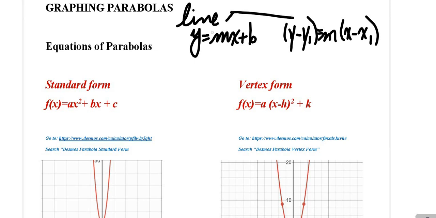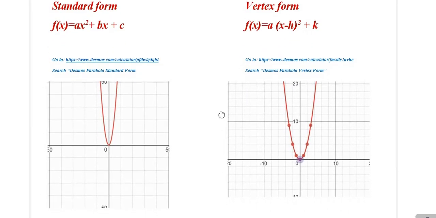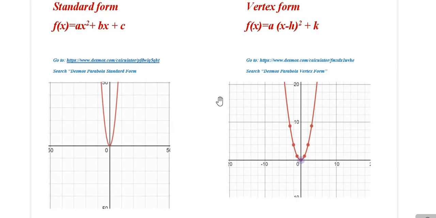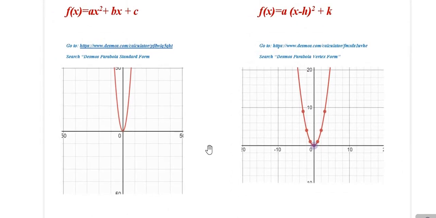Likewise, parabolas have two primary forms, one called standard form and the other called vertex form. It's really important that in these forms you're familiar with how you manipulate the equations and what changes. So watch very carefully. In standard form, we're going to focus on that first. I'm going to go to that website Desmos. I sent a link, it's also right there.